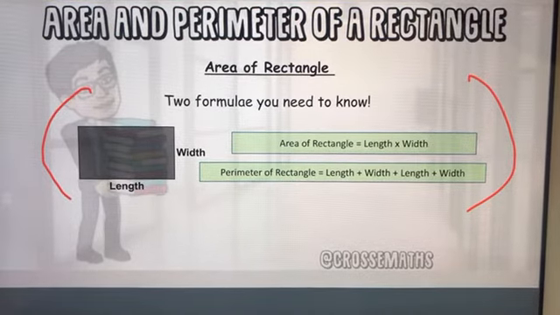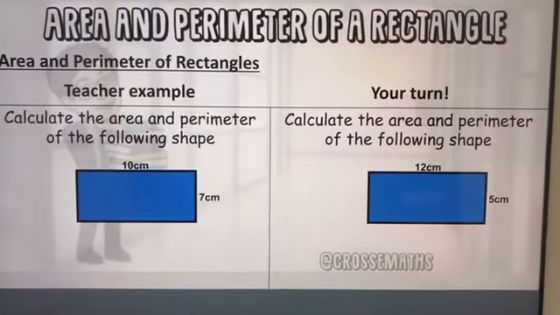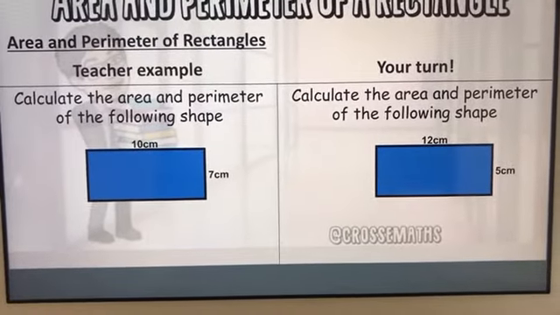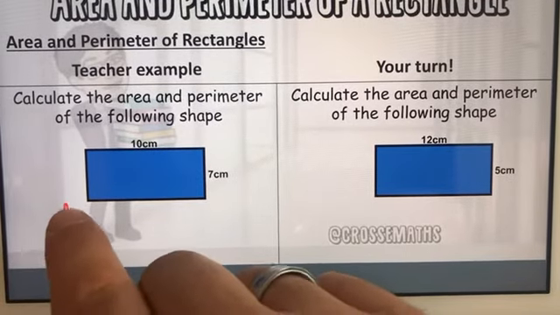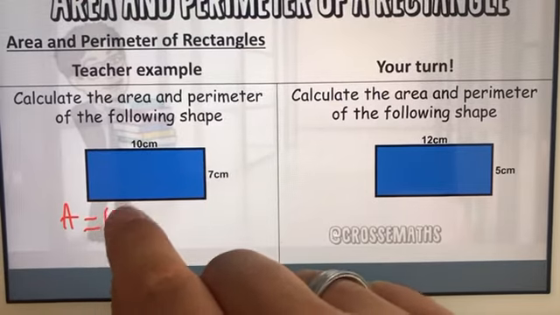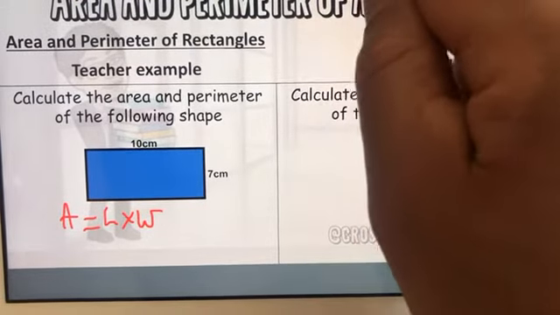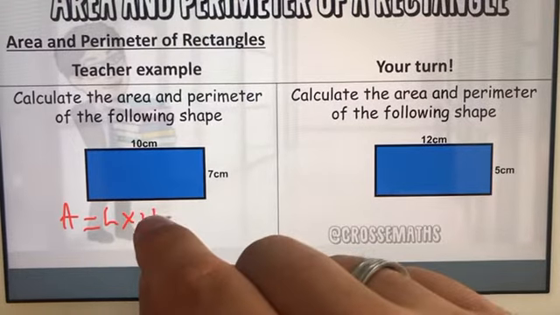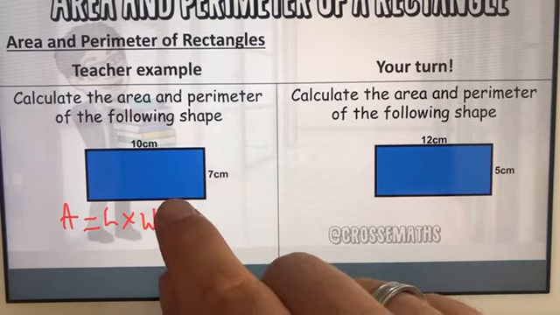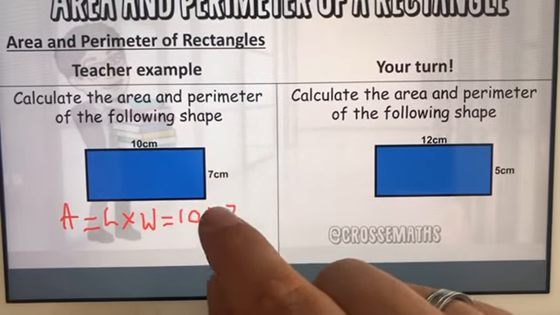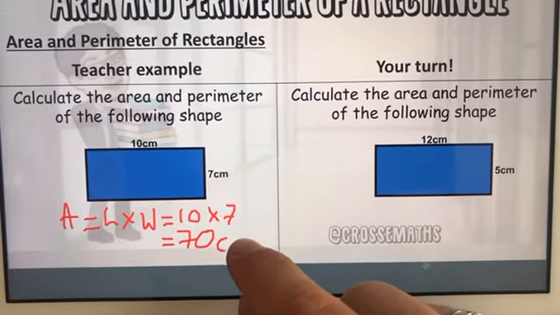Right, guys, once you got those two down, let's move on to some actual questions, okay? So, the way it would normally look for you is something like this. And everyone always gets the area and perimeter mixed up. So, area, remember, is multiplying length times width. And perimeter is adding them up. Length times width in this case, my length is 10 and my width is 7. So, 10 times 7 gives me an area of 70 centimetres squared.